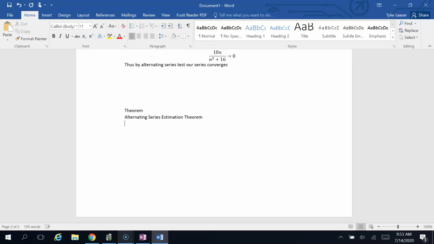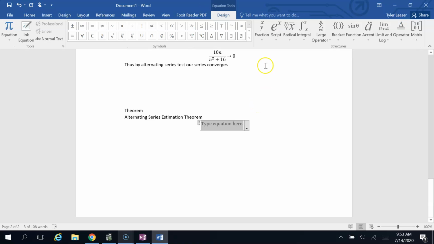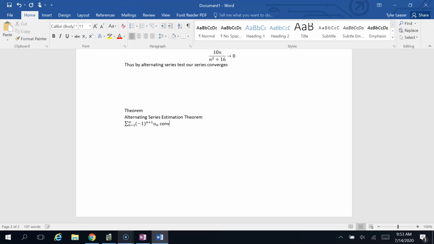And there's some pretty cool math behind the scenes here. So again, I'd always recommend that you read through the book for this stuff, and they have a pretty cool proof for this as well. But this is what the alternating series estimation theorem says. If you do have a series, n going from 1 to infinity, of this same thing that we had before, the (-1) to the n plus 1 and then u sub n, if you know that this converges.